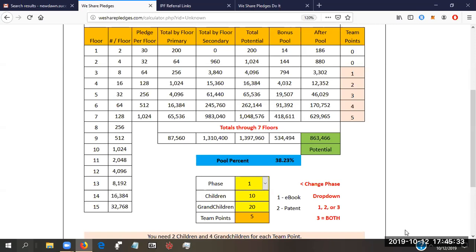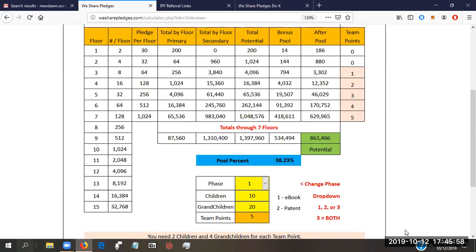And now look at what you just did by getting 10 children in and 20 grandchildren. That is a correct number, $1,397,960. That's a correct figure. Sorry, guys, the phone was ringing. And if that took you a year to do, who cares?